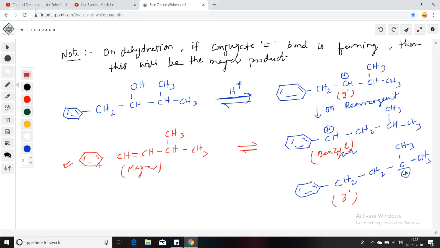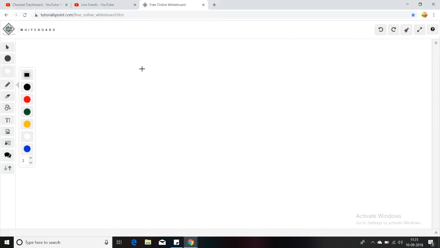For dehydration of alcohol, sometimes ring expansion also takes place in case of dehydration. We will see the last type of reaction in this dehydration. So just write down the heading over there, and that is ring expansion during dehydration.